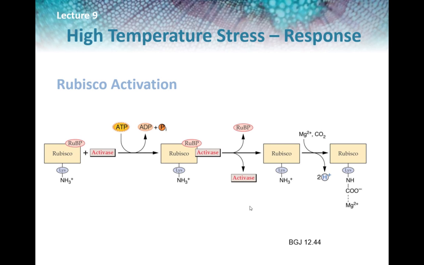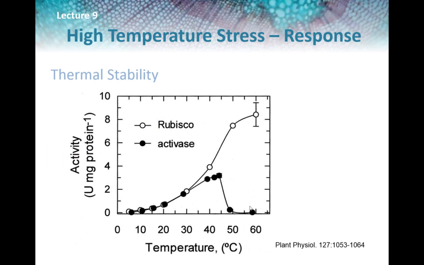The inactive state is when sugar phosphates are attached to its active site, and the active state of Rubisco is when sugar phosphates are released, carbonylated (added COO), and Rubisco binds magnesium. The process is triggered by the enzyme Rubisco activase, which uses ATP hydrolysis to activate Rubisco. Rubisco activation may be the primary heat labile step in photosynthesis in some plants.